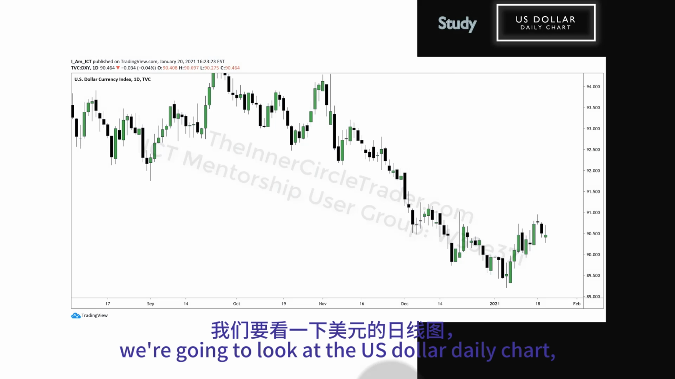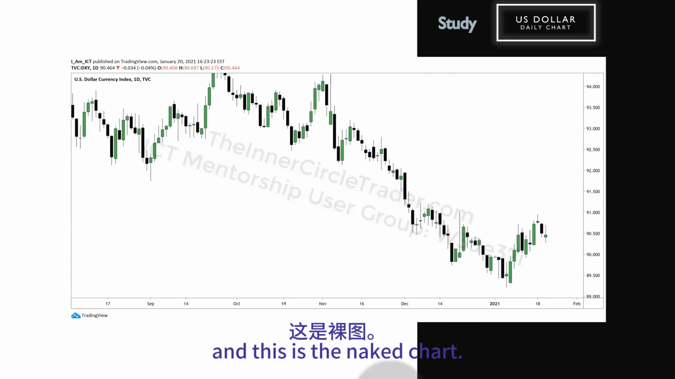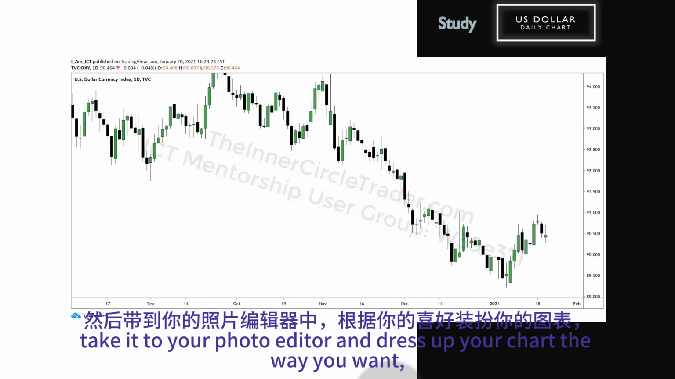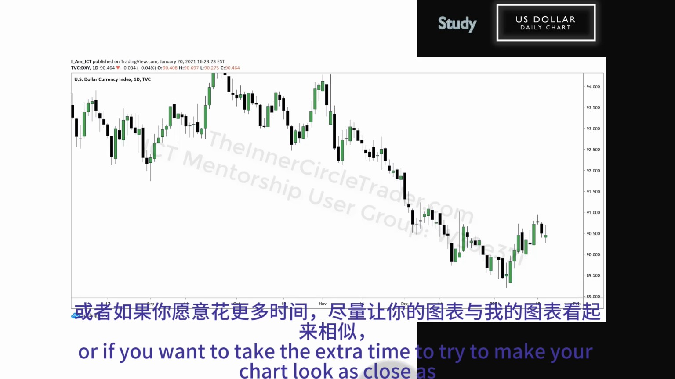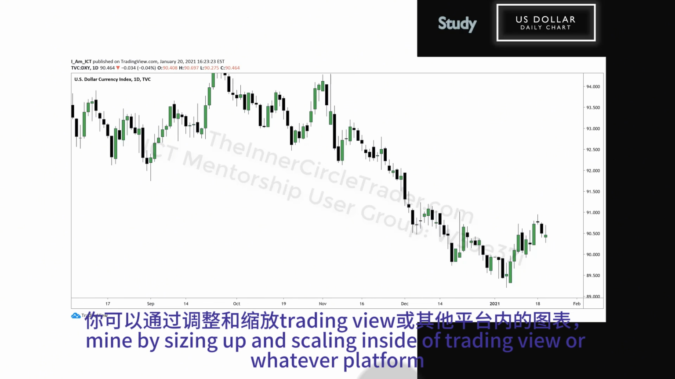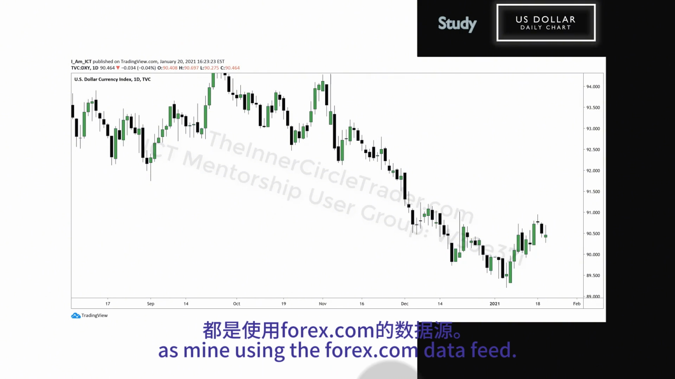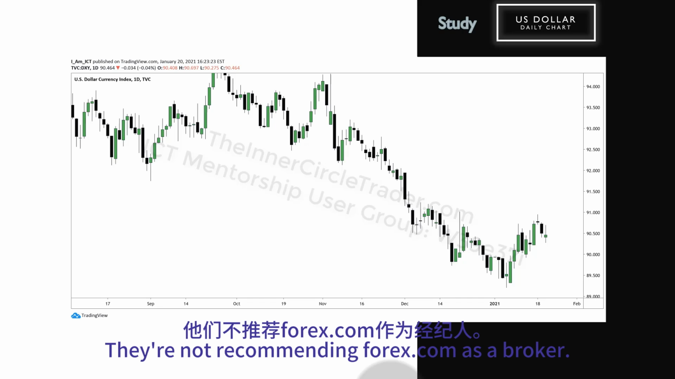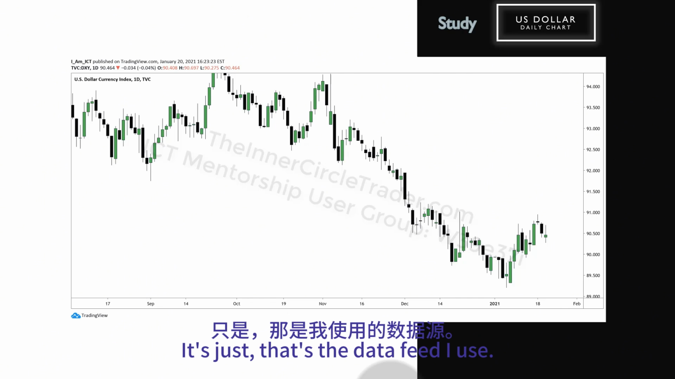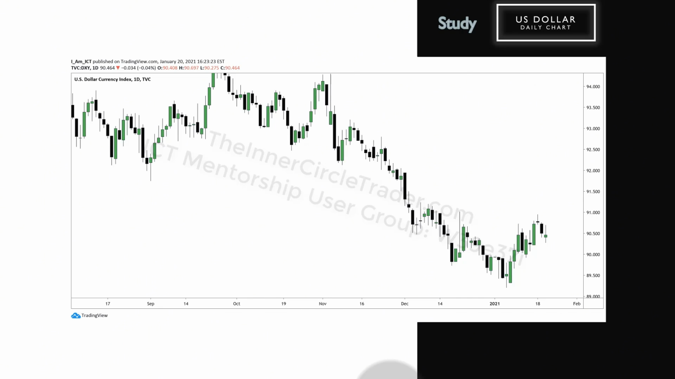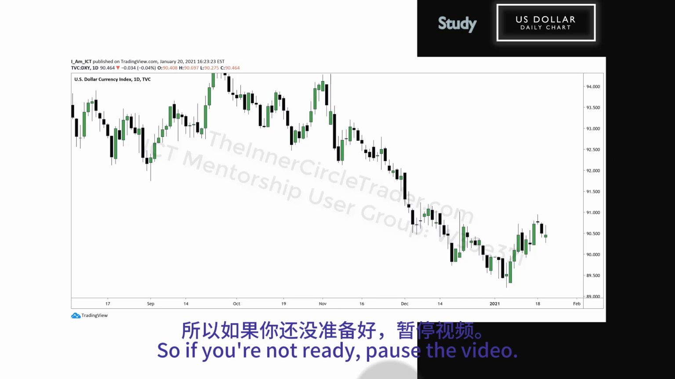So with that said, we're going to look at the US dollar daily chart. And this is the naked chart. When you see these, you want to take a screen capture of this and take it to your photo editor and dress up your chart the way you want. Or if you want to take the extra time to make your chart look as close as mine by sizing up and scaling inside of TradingView or whatever platform you're using, I prefer you use TradingView because your data will be exactly as mine using the Forex.com data feed there. I'm not recommending Forex.com as a broker. It's just that's the data feed I use, so that way everything remains consistent across the board. So I'm going to show you the annotations now. If you're not ready, pause the video.